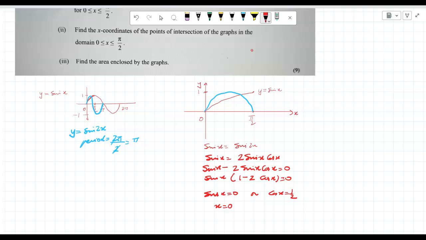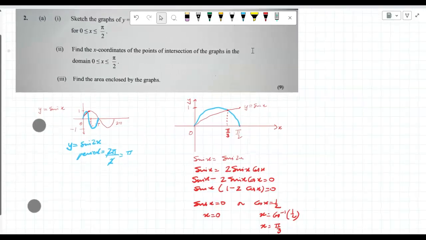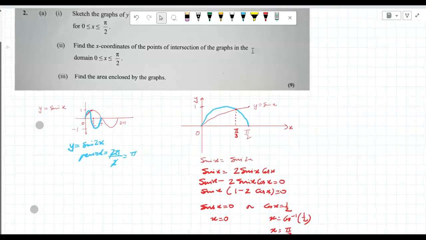x is equal to cos inverse of half. What is cos inverse of half? Pi by 3, 60 degrees basically. So basically this is your point. This point is pi by 3. Find the point of intersection in this domain. Now find the area enclosed by the graphs.